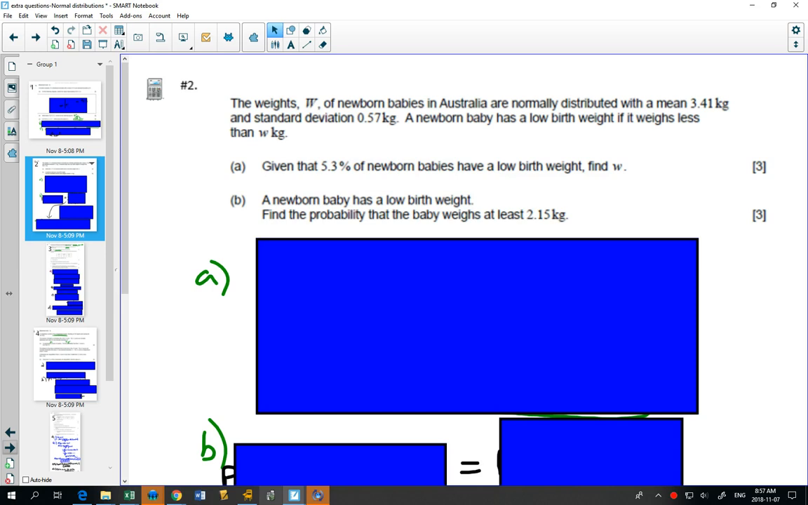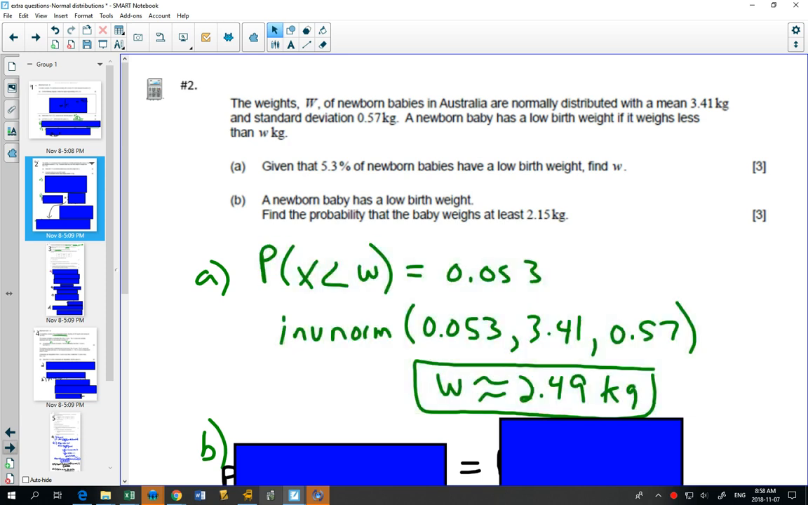Okay, a newborn baby has a low birth weight. Find the probability the baby weighs at least 2.15 kilograms. Or sorry, A. Given that 5.3% of newborn babies have a low birth weight, find w. So we're given the percentage. We want to find a score. That's going to be an inverse norm.